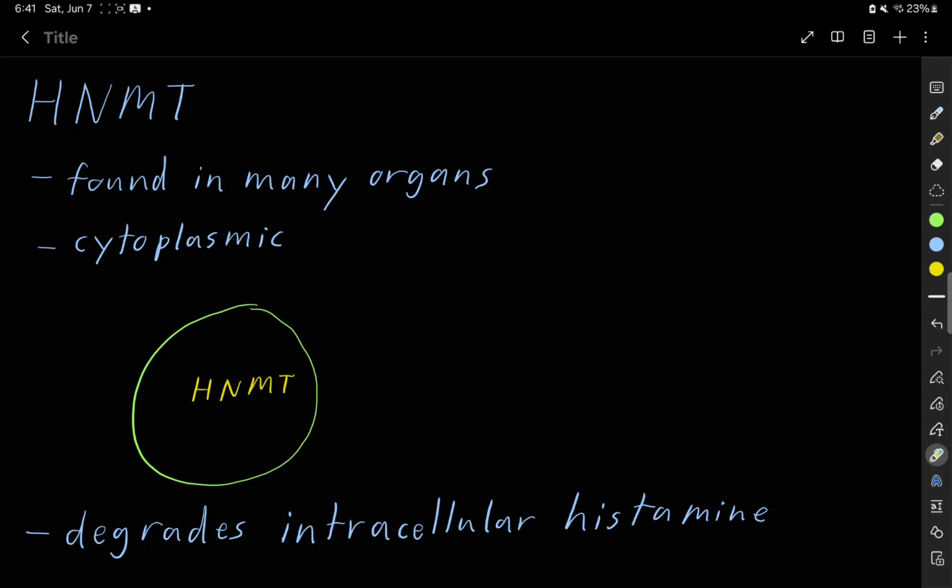And instead of being a secretory protein like diamine oxidase is, it's cytoplasmic, meaning it rests in the cytoplasm within cells. So HNMT is either produced in your cells or it comes from outside and enters your cell. And then it waits inside your cell in the cytoplasm until it needs to get into action. And the reason it waits inside the cell is because unlike diamine oxidase, which degrades extracellular histamine, HNMT degrades intracellular histamine. So if there's excess histamine inside your cell, HNMT will be responsible for degrading that.